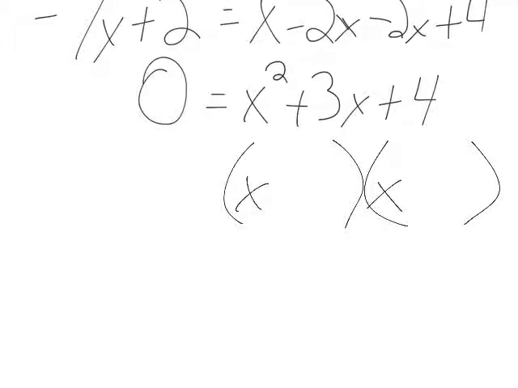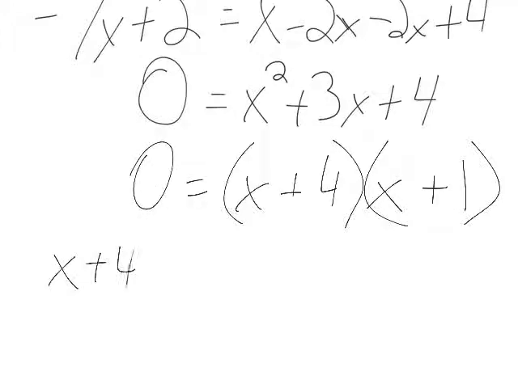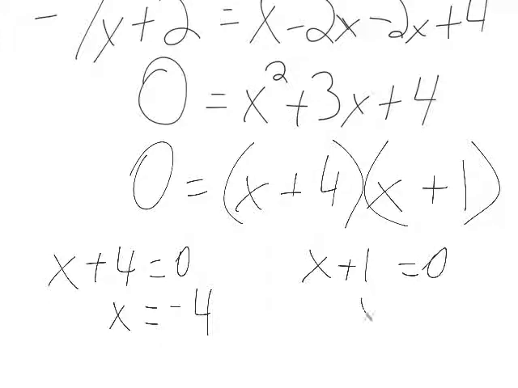X and x, 2 factors of 4 that will add to give me 3. That's easy enough. Okay, set both of those equal to 0. X plus 4 equals 0 gives me negative 4. And x plus 1 equals 0 is going to give me a negative 1.